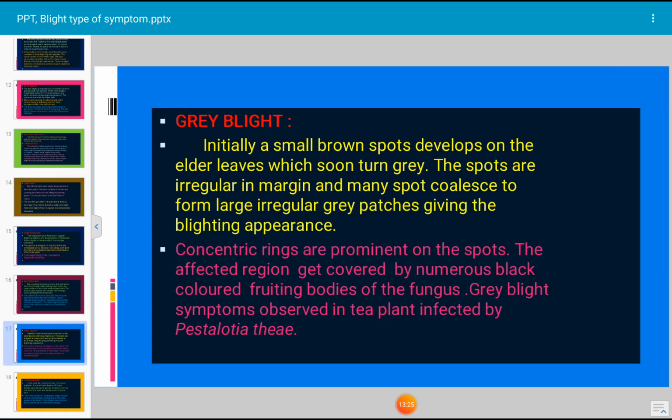Grey blight. Initially, a small brown spot develops on the elder leaves which soon turns grey. The spots are irregular in margin and many spots coalesce to form large irregular grey patches, giving the blighting appearance. Concentric rings are prominent on the spots. The affected region gets covered by numerous black-colored fruiting bodies of the fungus. Grey blight symptoms are observed in tea plant infected by the pathogen Pestalotia.